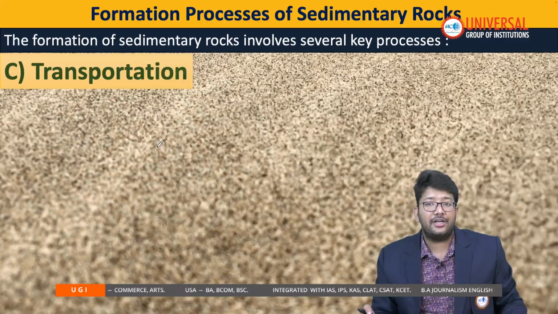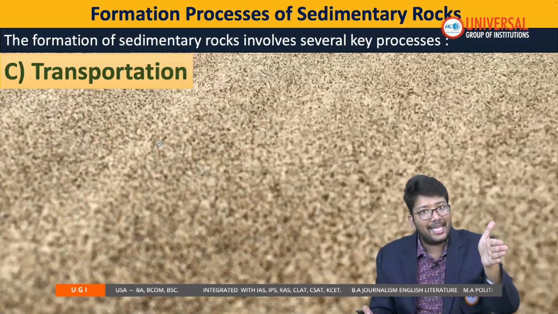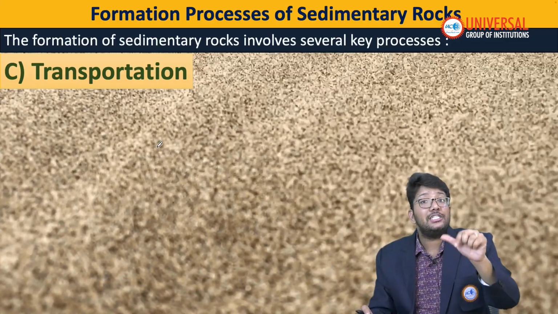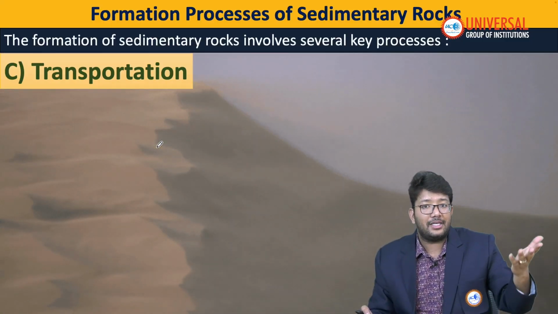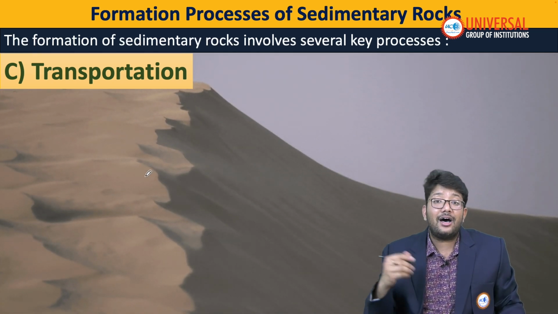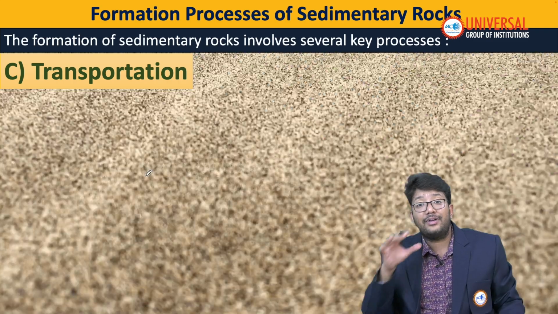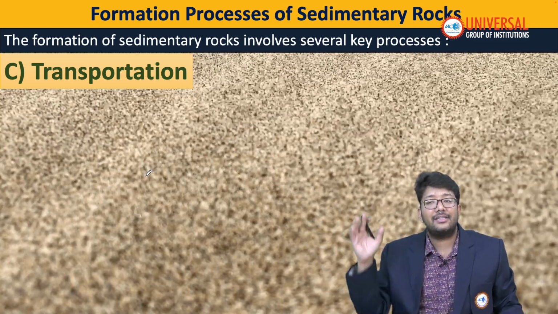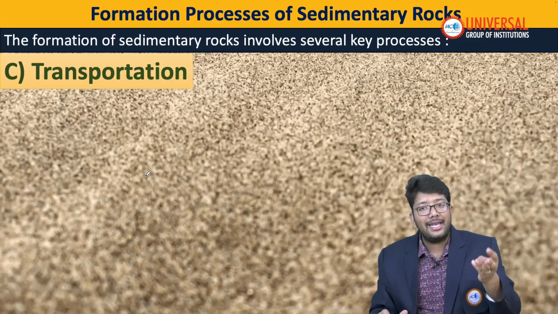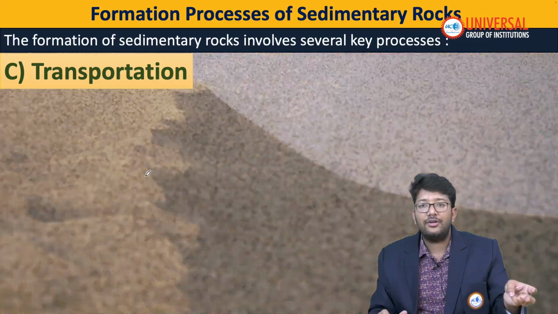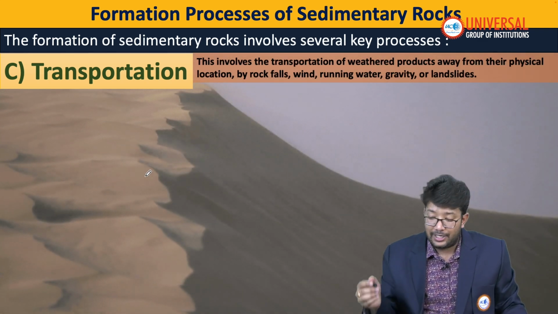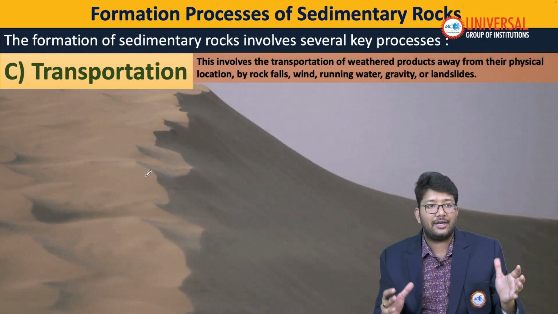Third is transportation. Now what happened? Weathering happened, erosion happened. Now those particles will be transported by something. Like as you can see in the desert area, winds are working as a phenomenon of transportation. Here again winds are there. So transportation can be done by wind also, by human beings, by animals, by river water, glaciers. All these are transportation.